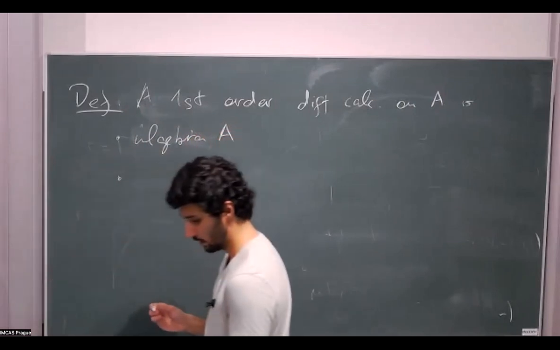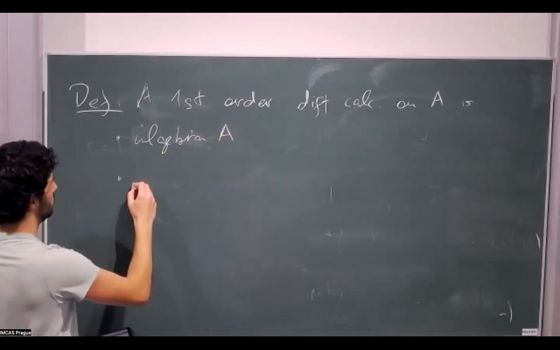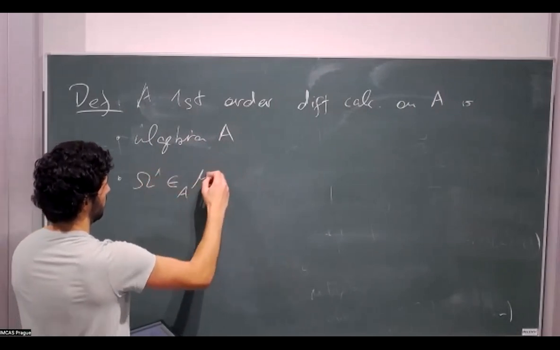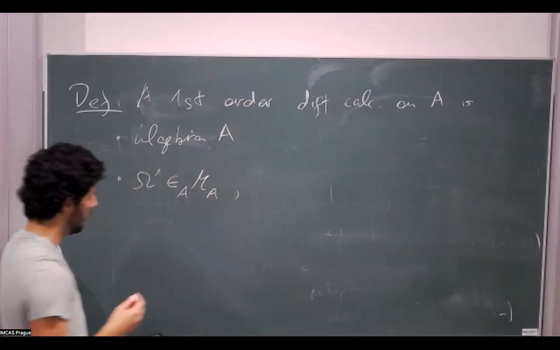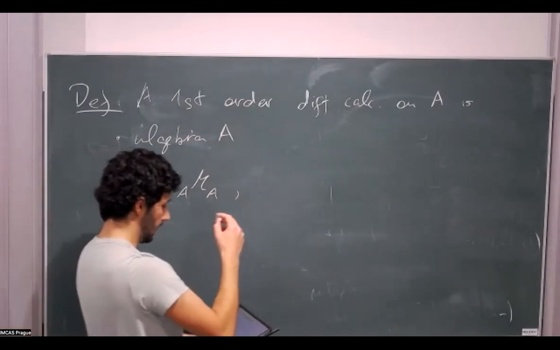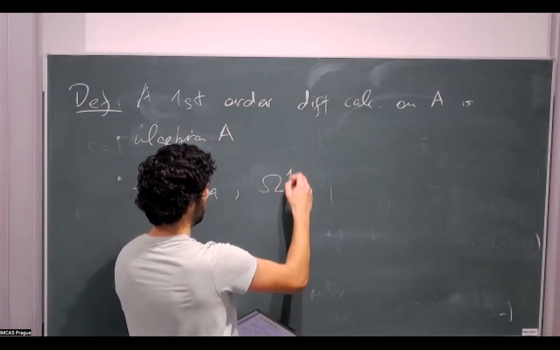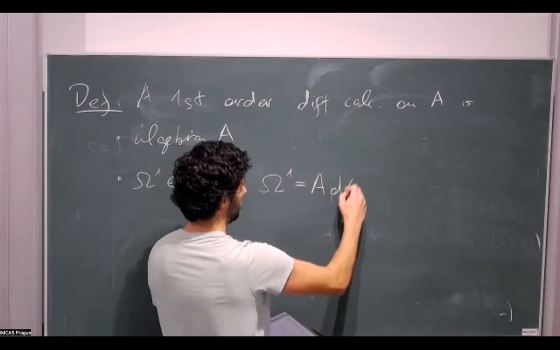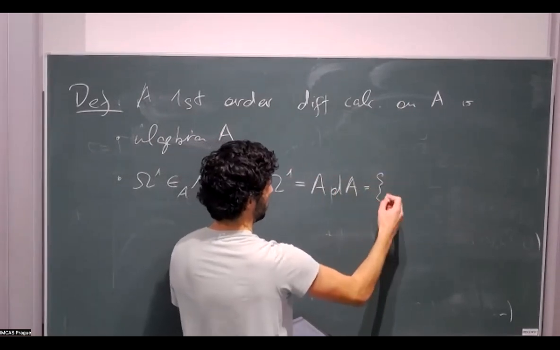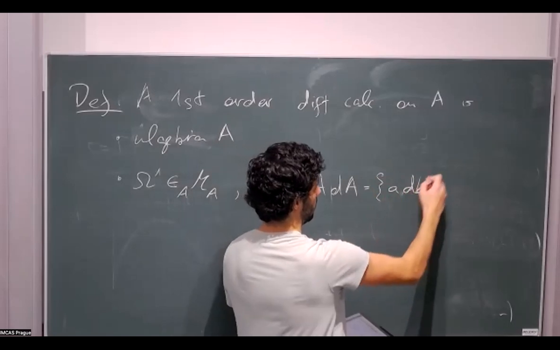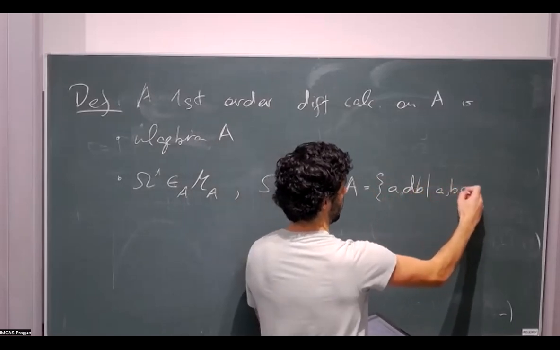Then we want a module over A. We write it as omega-1. This is an element of the bimodules over A, which you can think of as a space of non-commutative one forms. And we want to have the forms omega-1 equal to A dA. By this, I just mean all elements of the form A dB, where A and B are in A.